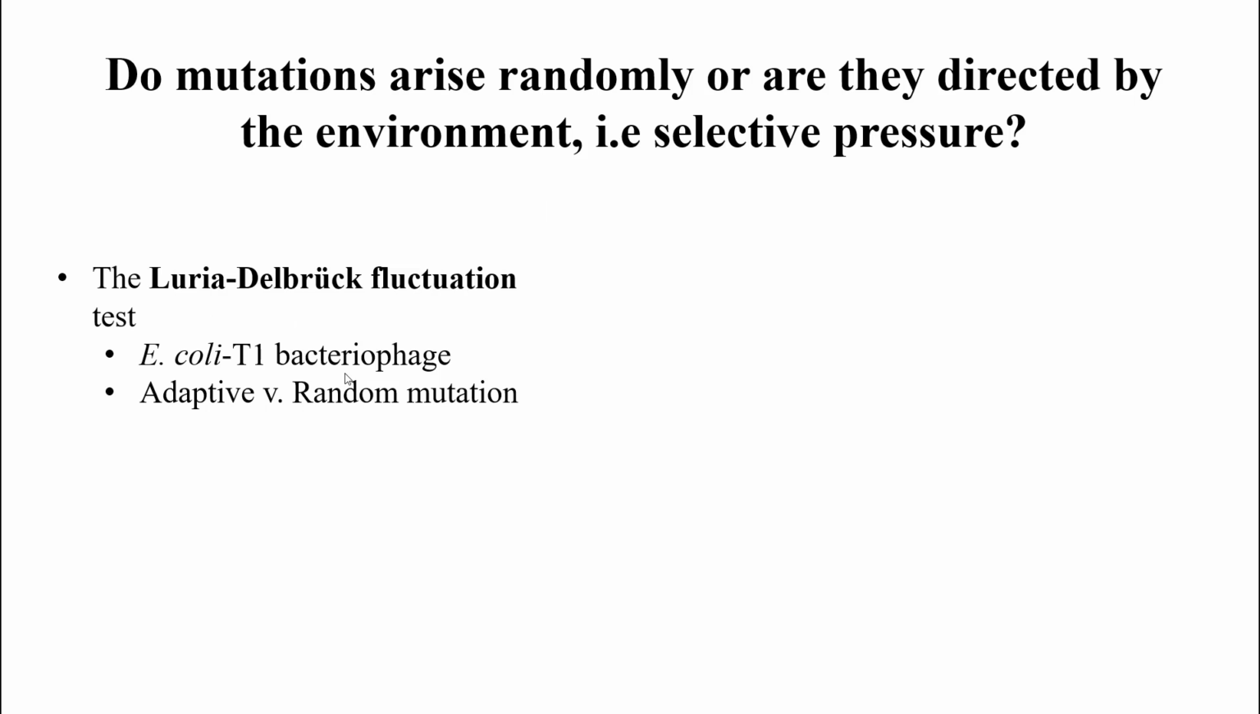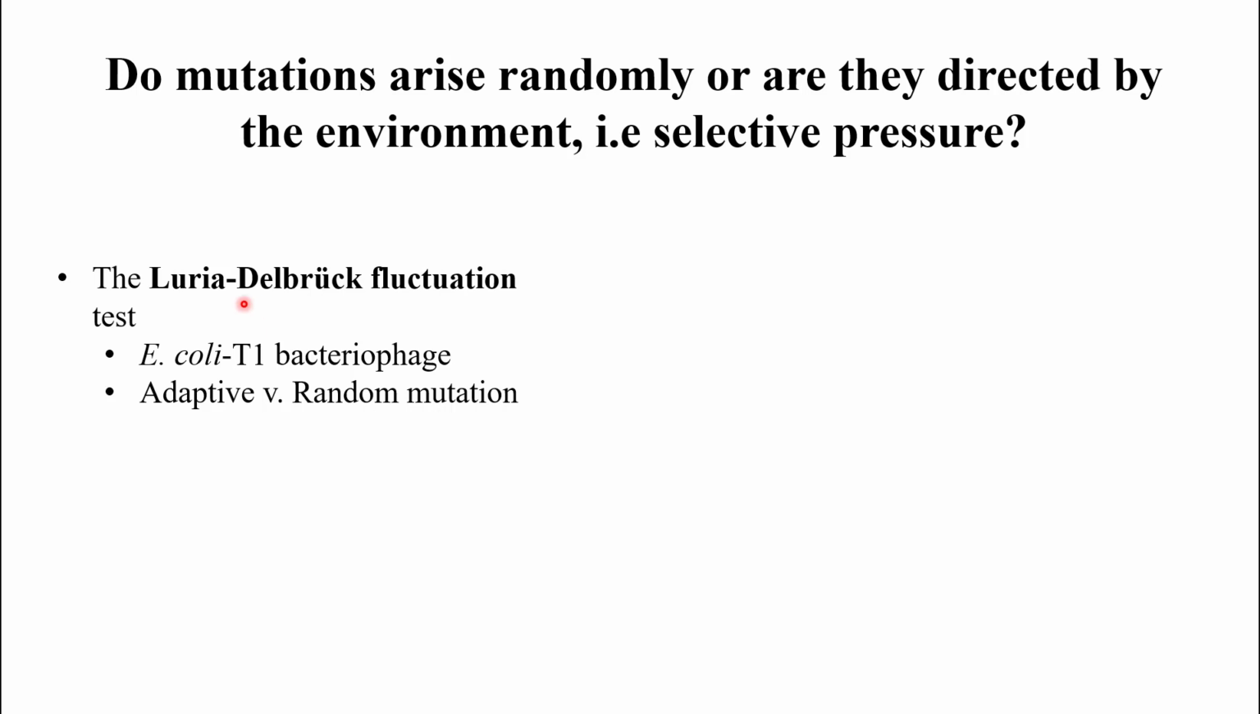Now this brings up a really unique question, namely, do mutations arise randomly or are they directed by the environment? And when I say directed by the environment, what we really mean is, is there a selective pressure in the environment that causes the mutation to occur? Now, this is different than just being induced, saying, hey, you have a mutagen that causes mutations to occur at a higher frequency. What we're saying is, is there a selective pressure that causes a very specific mutation to occur?